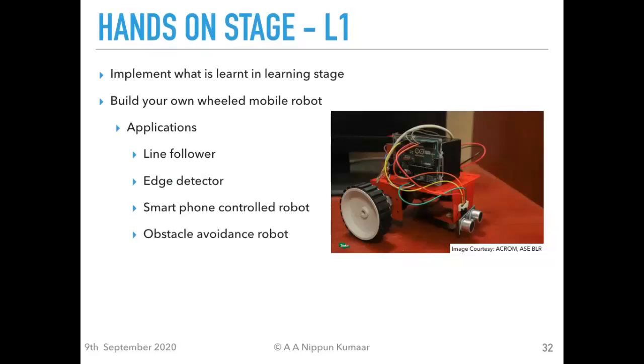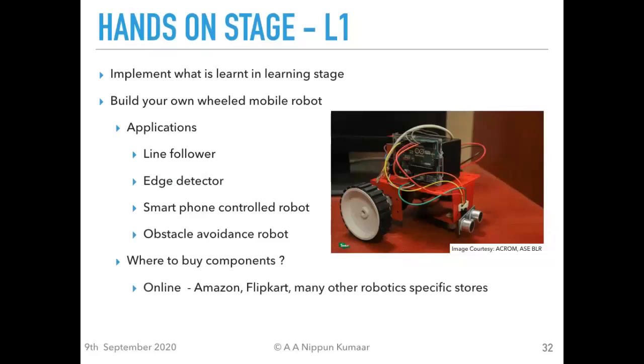Like I said, this presentation was entirely made from all that kind of experience. I just put it on the slide. So if you're doing it on your own, then obviously the next question would be, where do I buy these components? Again, my obvious answer is going to be online. One of the answers, of course. You get all these things on Amazon, Flipkart, and there are a lot of robotics web stores. You Google it, you'll get it.